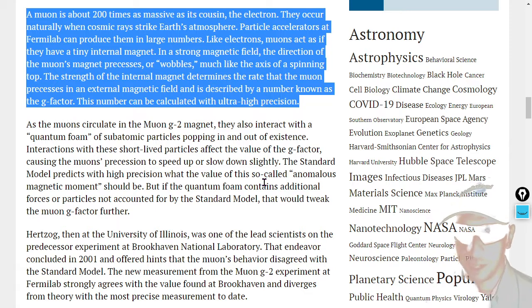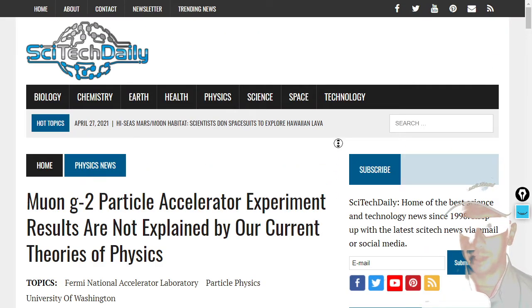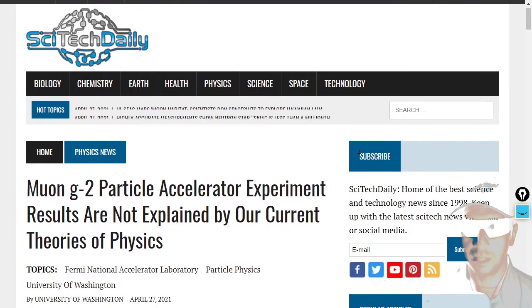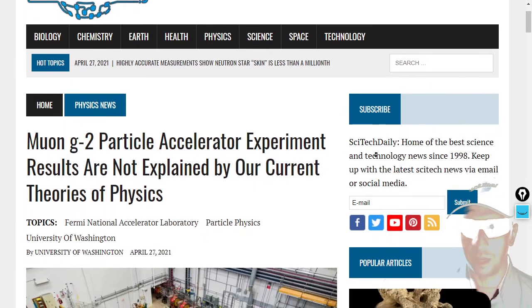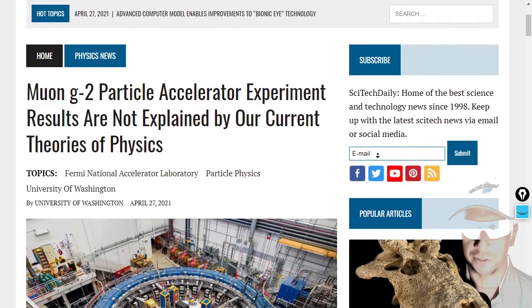In a strong magnetic field, the direction of the muon's magnet precesses or wobbles, much like the axis of a spinning top. All spinning objects in the universe that we know of precess, folks. The strength of the internal magnet determines the rate that the muon precesses in an external magnetic field that is described by a number known as the G factor. This number can be calculated with ultra-high precision. And the calculation of this G factor is flying in the face of the standard model of physics.